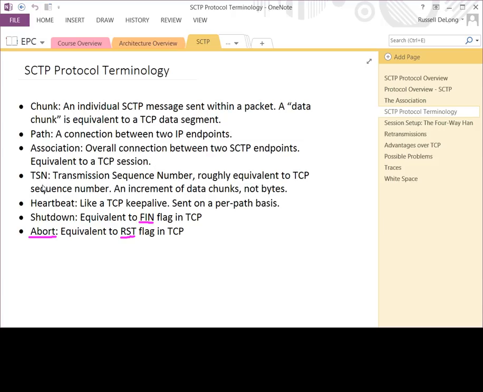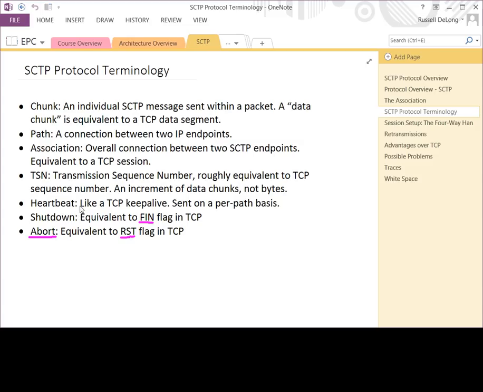TSN is the transmission sequence number, roughly the equivalent of the TCP sequence number, but these increment quite differently from TCP. In TCP, you start with a randomly selected sequence number, and then you increment based on the number of bytes of data that have been sent and received. With the TSN mechanism, you also take a random starting point, but then you increment based on the number of chunks received. So if you've received 3 data chunks, no matter how many bytes they contain, you'll be incrementing the transmission sequence number by 3.